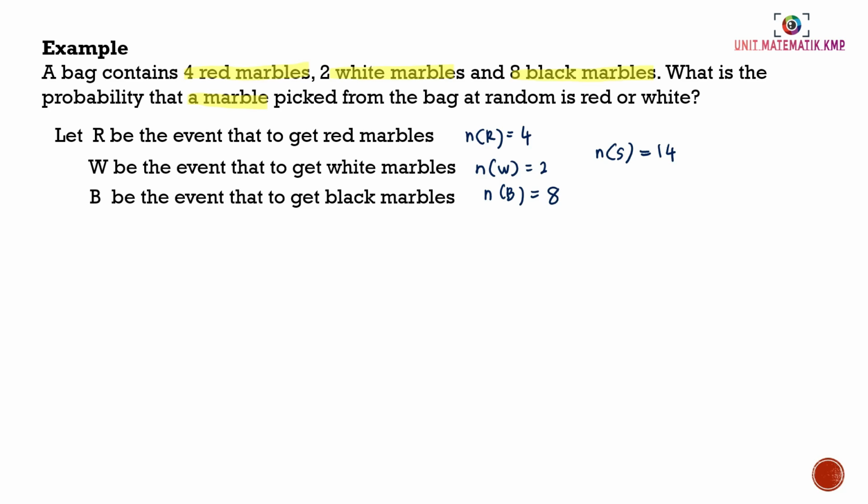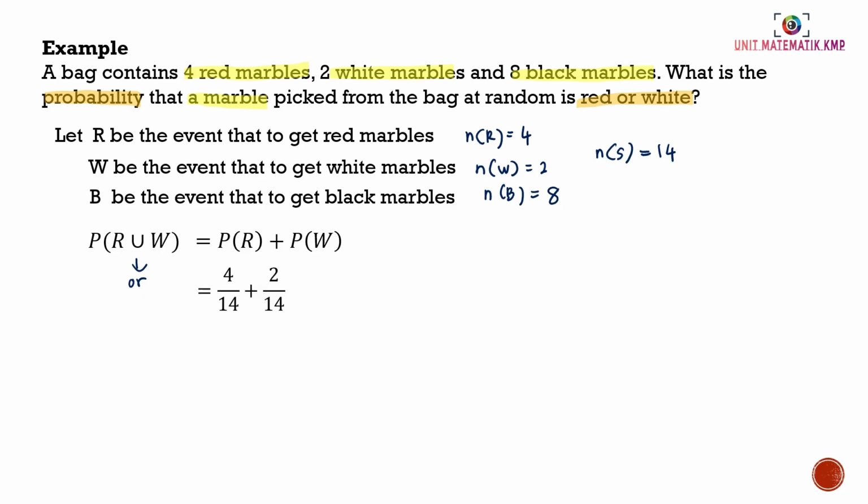Now let's proceed to the probability. We want to find the probability whether it is red or white. So we want to find P(R union W). Union represents the word or. We can get it by adding the probability of R plus the probability of W.